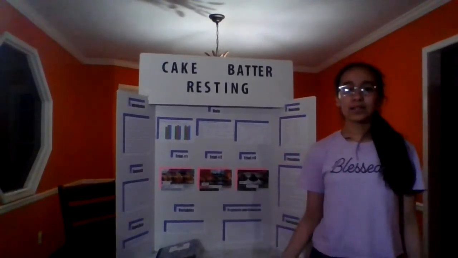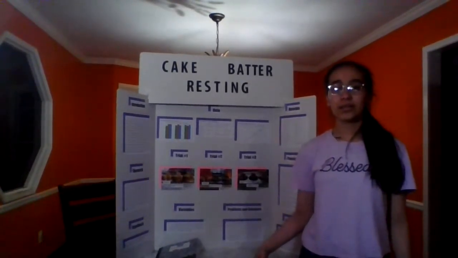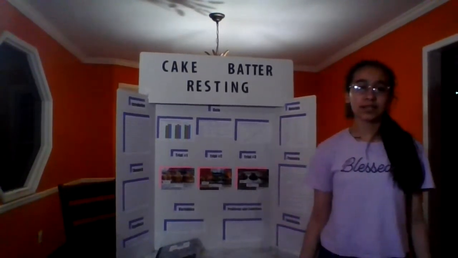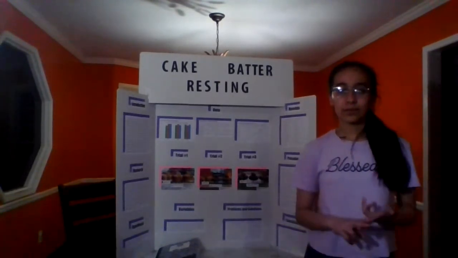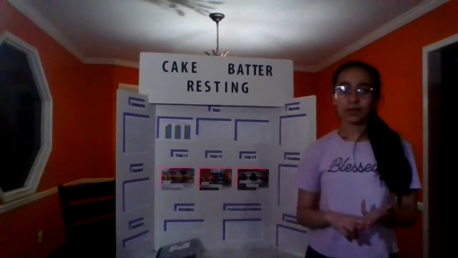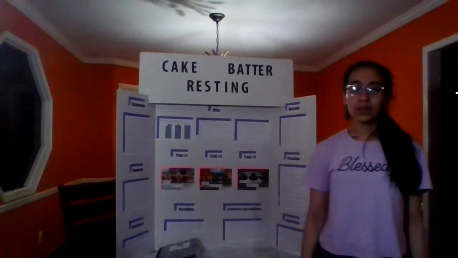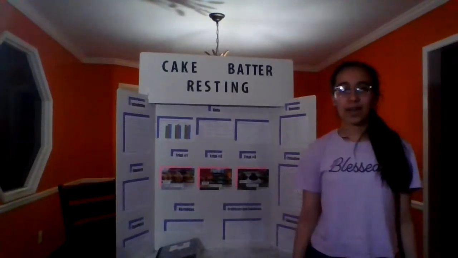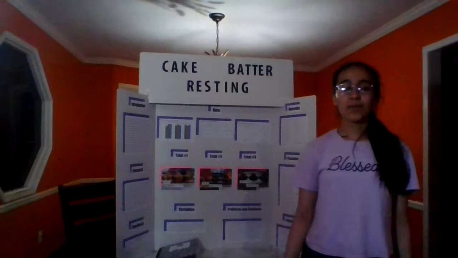I plan to conduct my experiment by making the cake batter first. Next, I evenly distributed the cake batter into 3 6-inch pans. Then, I let one rest in the refrigerator for an hour, one rest at room temperature for an hour, and baked one immediately. The cakes baked for 30 minutes in a preheated oven at 350 degrees Fahrenheit. When all the cakes finished baking, I compared the rise of the cakes.